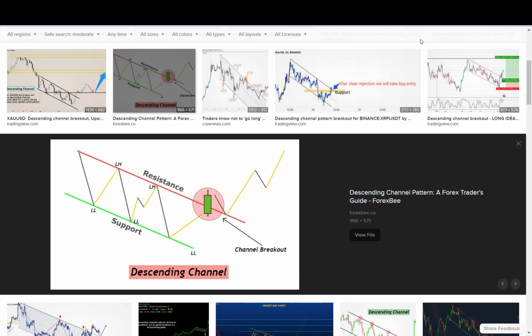So we will be looking at a pattern called descending channels. A descending channel, in this example, is whereby price makes a series of lower lows and lower highs, lower lows, lower highs, lower lows, lower highs. So basically, there are two scenarios of trading this type of setup.